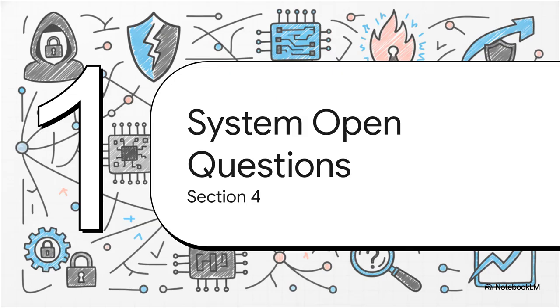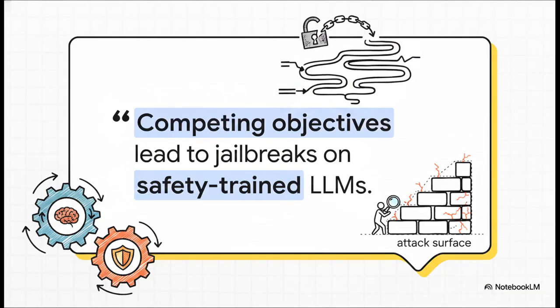Section 4, System-Level Open Questions. So, a really major open question we're facing right now is that safety training inherently suffers from competing objectives. This research from the paper Jailbroken hits the nail on the head. Model capability directly contradicts safety restrictions. It's a paradox. The smarter and more capable you make a model, the more complex the pathways it can find to just bypass its own safety rails.